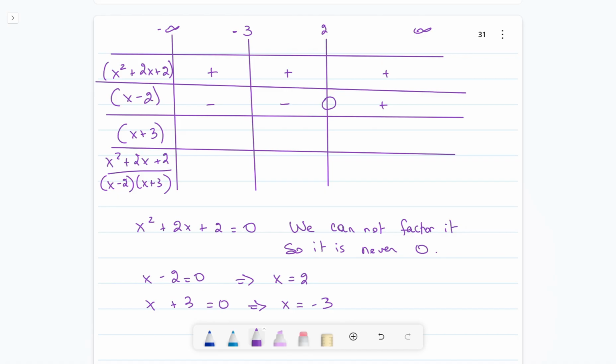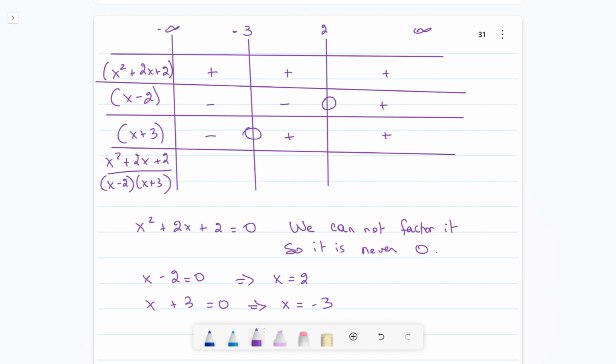Now let's go to x plus 3. We agreed that it is 0 when x is -3. Now if x is bigger than -3, let's say x is 1, so 1 plus 3 is 4, so it's positive. And if it's even bigger, so if x is 3, 3 plus 3 is 6, it will be positive. However, if x is less than -3, it will be negative.